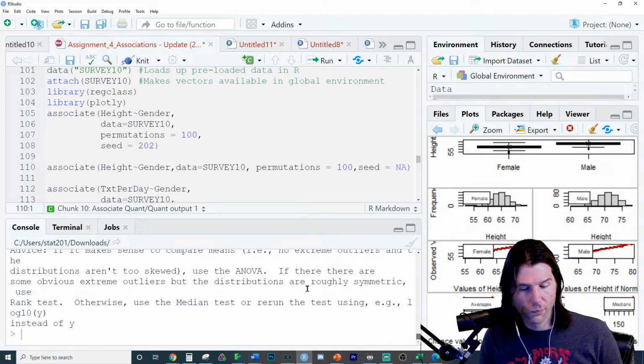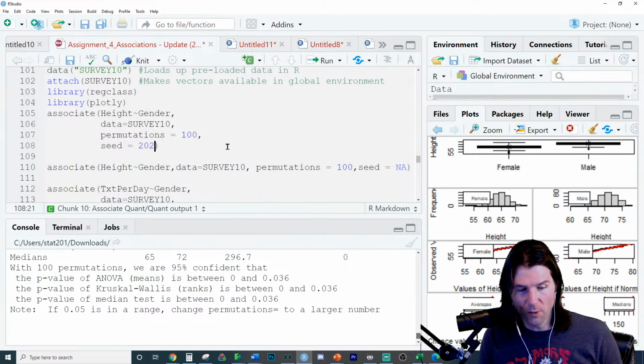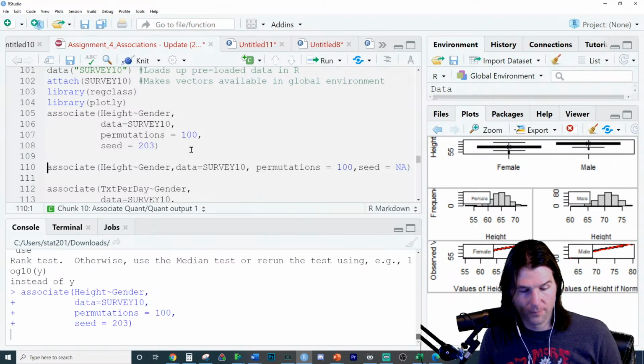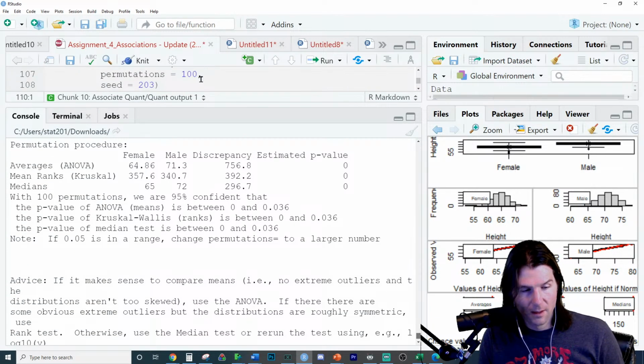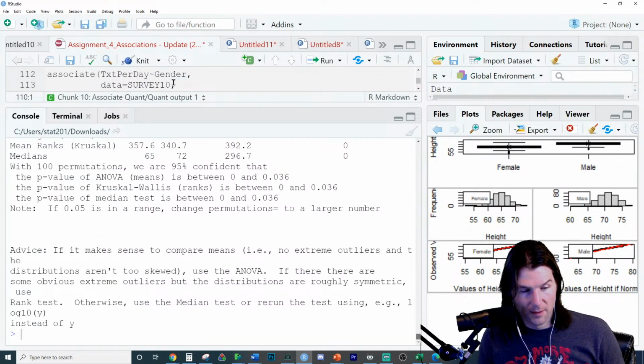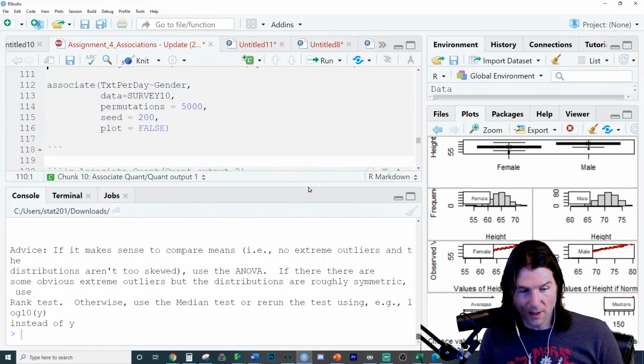I think we found a seed today that worked for this. Nope. Was it 201? Oh, man. Well, I'll be. The seed is not working. The seeds are not working.